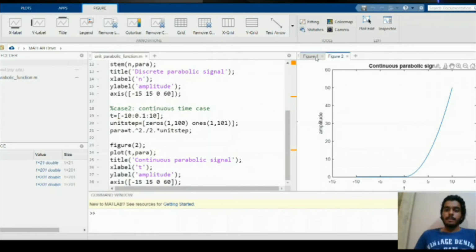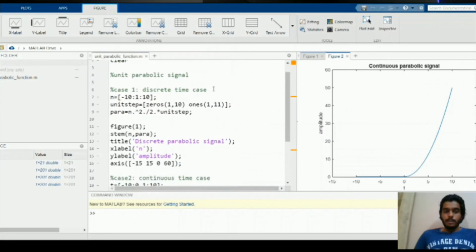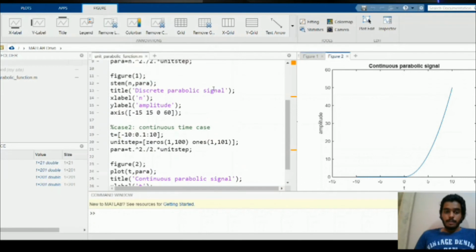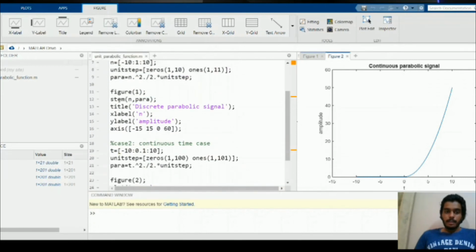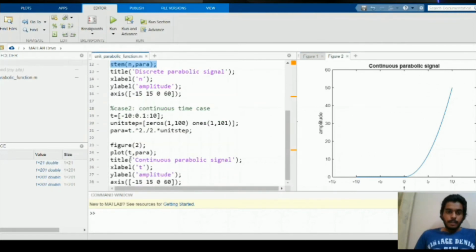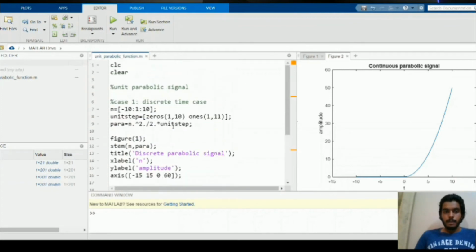I hope you guys are clear with this unit parabolic signal plotting, and both cases, discrete time case and continuous time case, only have slight variations, especially on the stem part on the discrete time case, and on the plot part on the continuous time case. These two things are the main difference that comes in the two time cases of unit parabolic signal. I hope you guys are clear with it.